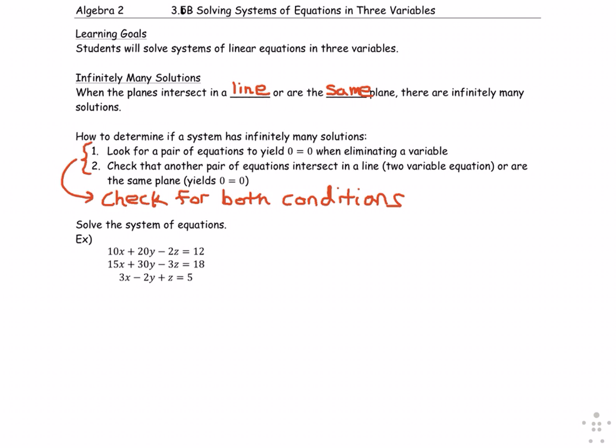And then you have to, with another pair, see if they either form a line, so y equals like x plus 5, or maybe it'll be z plus x equals 2, but a line in 3 dimensions is just any two variables. Or you might get the fact that it also yields 0 equals 0, so then that's the case when all three of them are the same plane. So that was kind of like a two-piece one. You could have either that another pair of equations intersects in a line, or are the same plane. But you still have to look at all three equations.